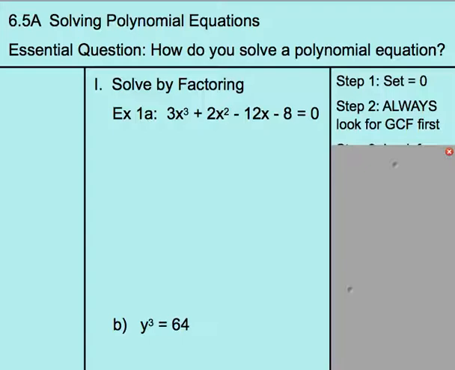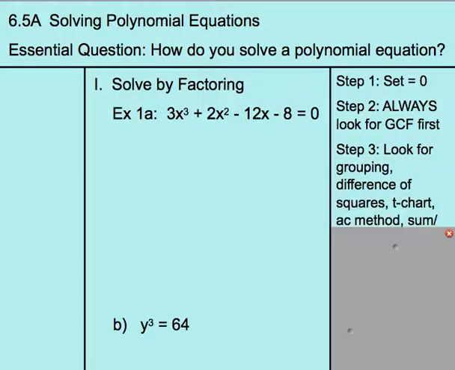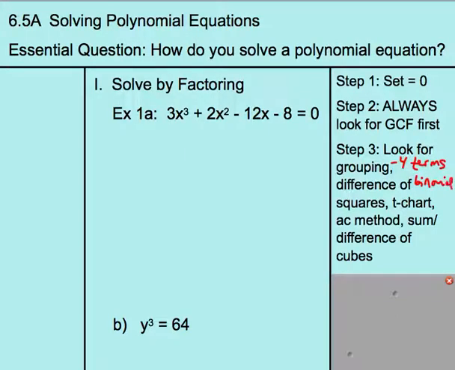So as I glance through my first example, I don't see any common factors that I can pull out of all 4 terms. So then I'm going to look for the different types of factoring that we've seen so far. Remember, for grouping, you're going to want to look for 4 terms. Difference of squares would be a binomial. Difference, of course, means subtracting. And then perfect squares trinomials, T-chart if it's in that quadratic form, as well as the AC method. And then finally the sum or difference of cubes. Of course, you have to have those perfect cubes memorized.